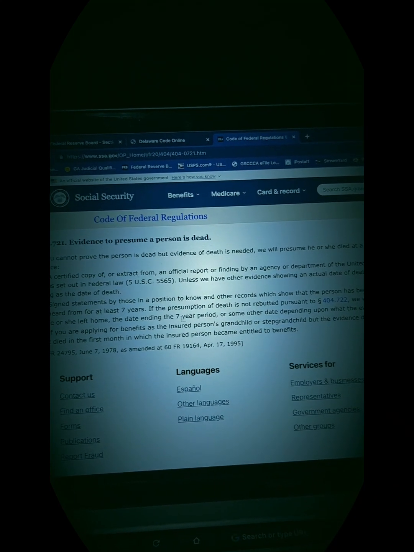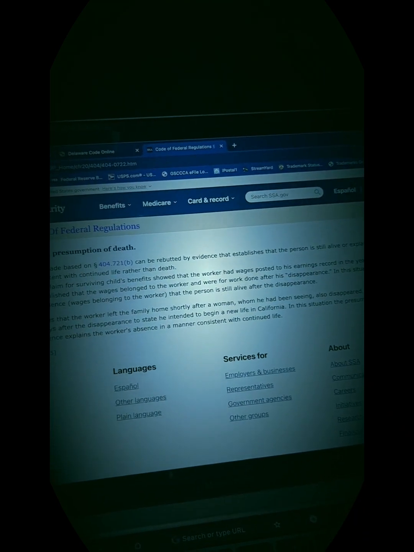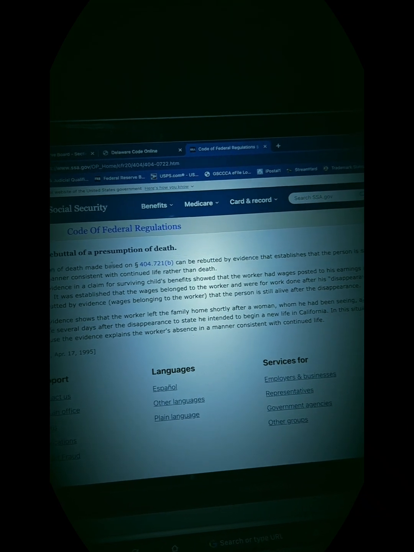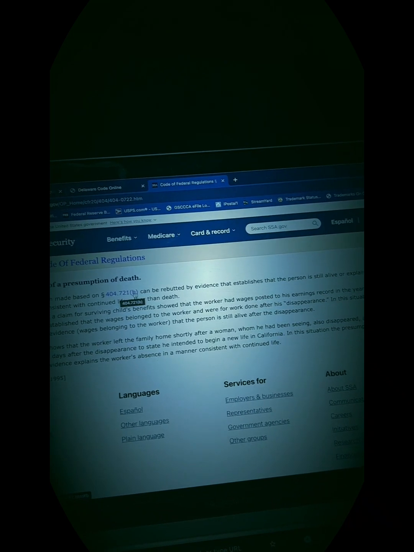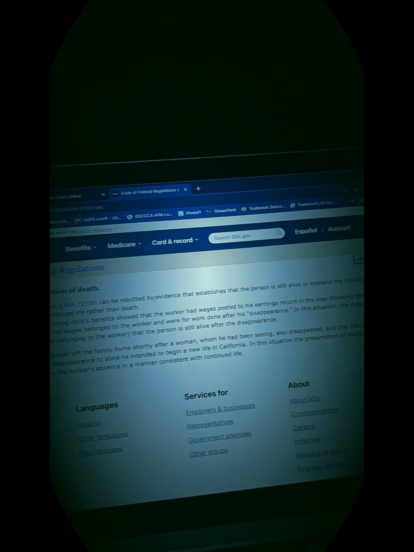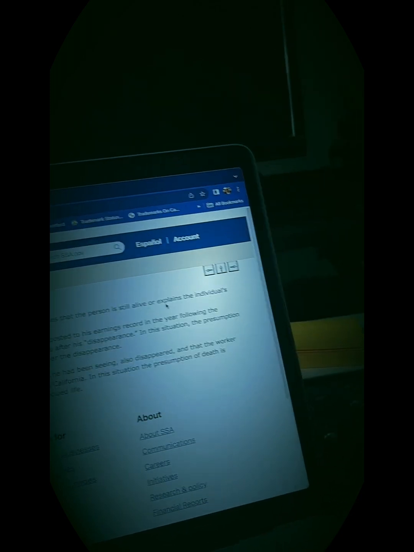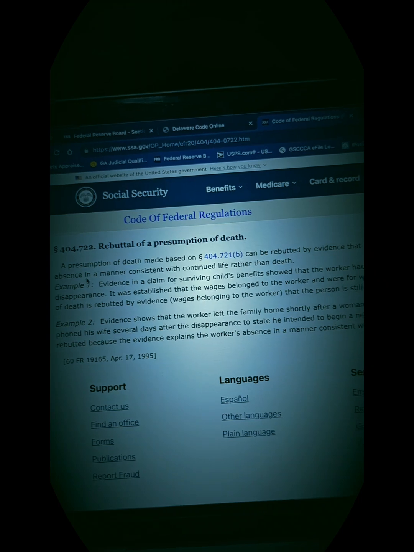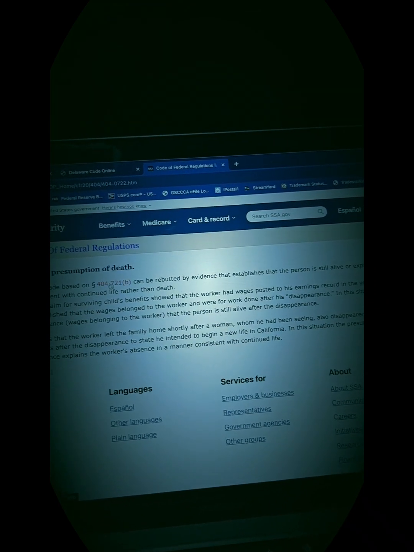That 7-year period right here. This is what I was looking for. The 7/7/22. Let me just skip there. Rebuttal of presumption of death made based on 404.21b. That's probably what I was looking for. It can be rebutted by evidence that establishes that the person is still alive, or explains the individual's absence in a manner consistent with continued life rather than death.